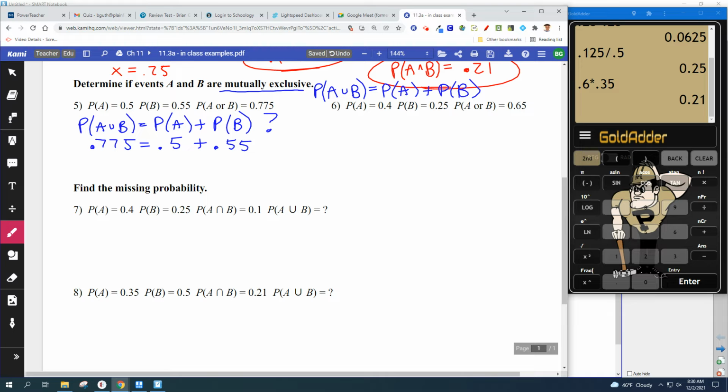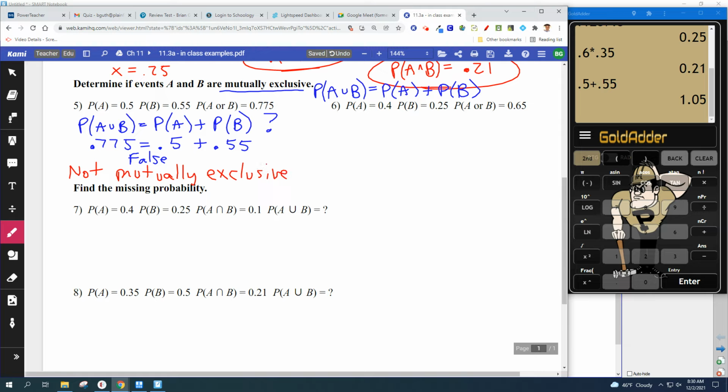Can you tell if that's true or false without a calculator? 0.5 plus 0.55. That's not true, right? That is a false statement. So what does that mean? Not mutually exclusive.